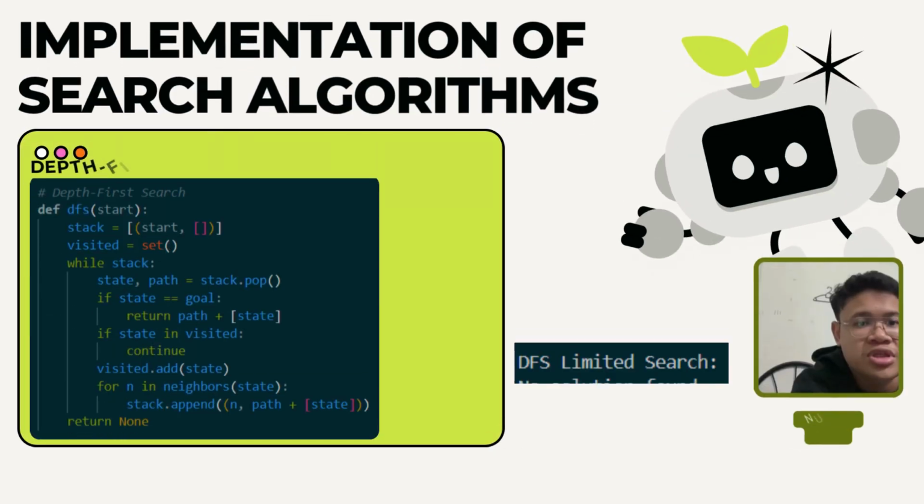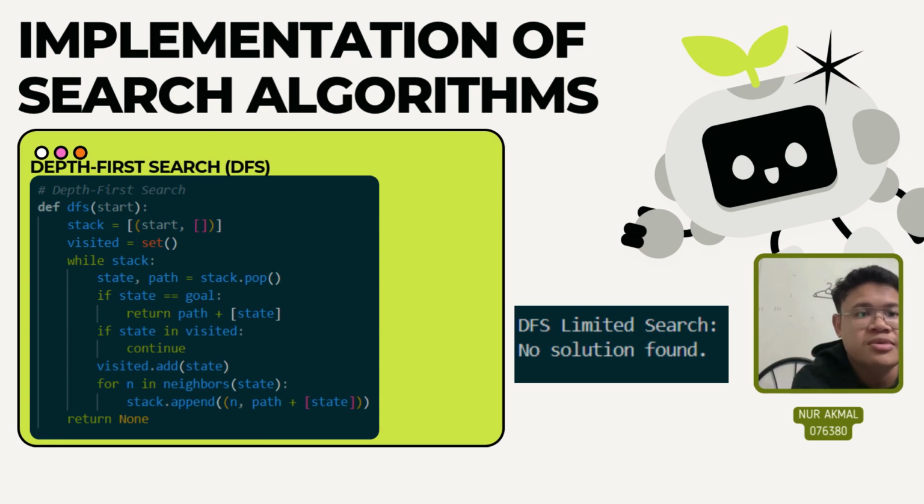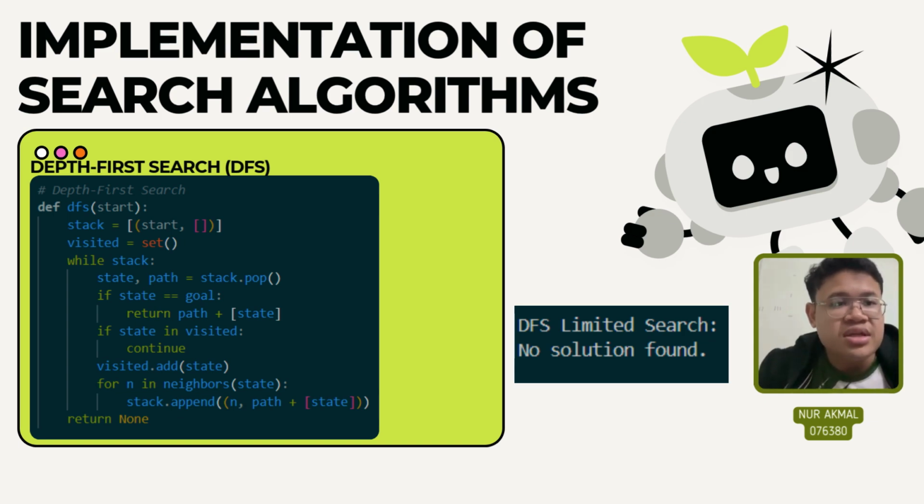This slide shows a depth limited version of the depth first search algorithm. We start with the function DFS limited, which takes a starting state and the depth limit. The stack is used to keep track of states and paths at their depth level. Inside the loop, we pop the top element, that's our current state. If the state matches the goal, we return the path.